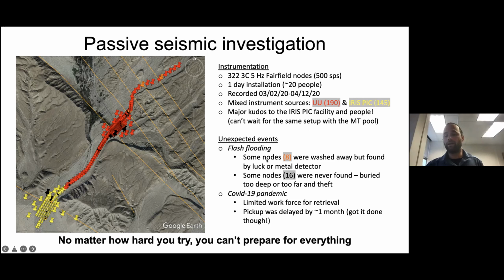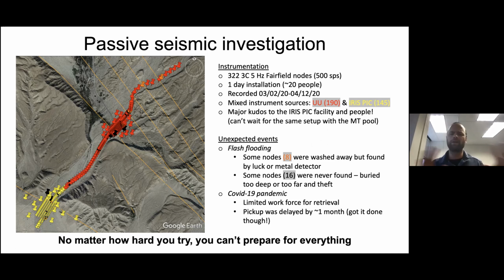In the end, we only lost 16 nodes, which comparatively speaking is a low number for the conditions that were prevalent at the time. 8 of the nodes were just washed away by the flash flood event, but then later found. And so that data was useful, at least for a part of the time window. And then, yeah, we're still looking at the data.